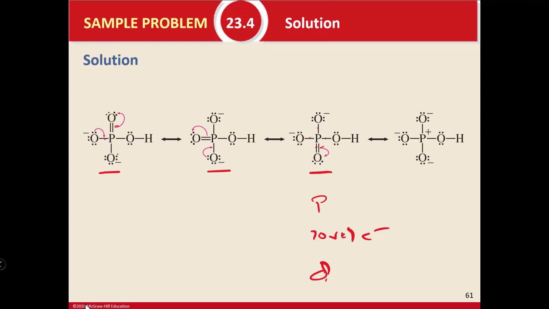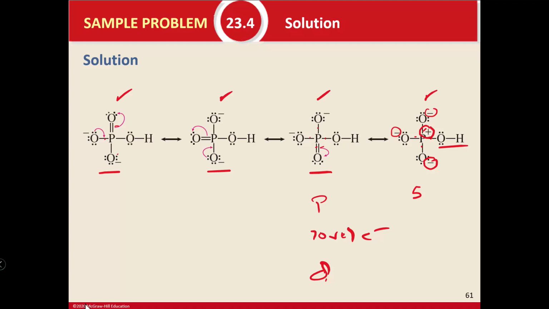But watch what happens here. Phosphorus normally has 5 valence electrons, and this one it only has 4 around it, so that's why it's a positive charge here. Each one of these oxygens has 1 more electron than it should. That's why these are negative. And the OH hasn't changed here. So there are 4 resonance structures here. The first 3 do not follow the octet rule. The last one does.